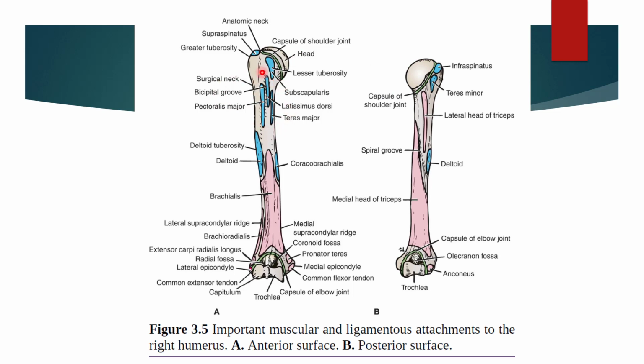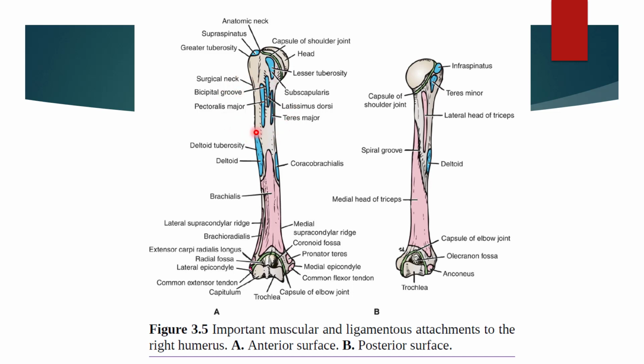Then in the bicipital groove, we have three muscles. One is attached to the medial lip, one is attached to the lateral lip, and one muscle is attached in the floor of the intertubercular sulcus. Number one is the teres major muscle, which is attached to the medial lip of the intertubercular sulcus. Then the pectoralis major muscle, which is attached to the lateral lip of the intertubercular sulcus, and the latissimus dorsi, which is present in the floor of the bicipital groove.